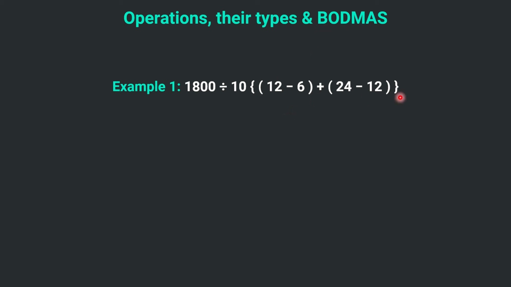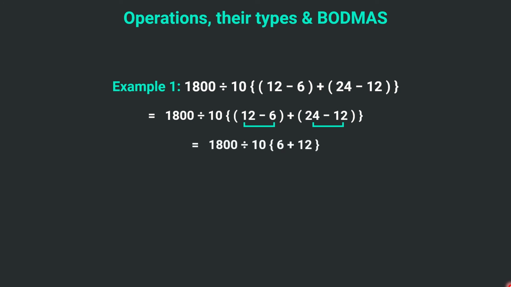So this is the bracket. Then again bracket, we are performing addition between two brackets. So again, there are two brackets. So we will again perform the bracket first. So these operations will be taken first. That means we are performing an operation for the bracket first. So this would be the second step. That means 12 minus 6 will make it 6 and 24 minus 12 will make it 12.